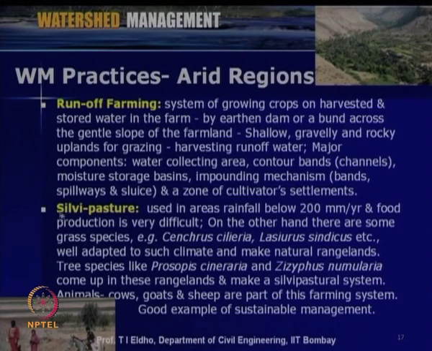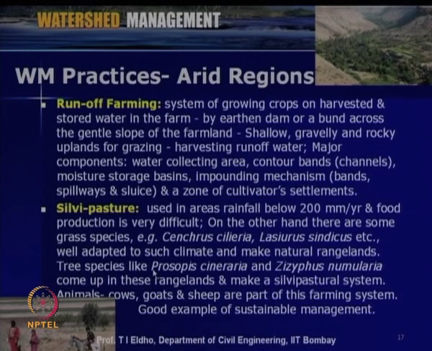Then the areas where the rainfall is, for example, below 200 mm per year, there we can go for a scheme called silvipasture. Here the silvipasture is used in areas with rainfall below 200 mm per year, and food production is very difficult in this region. On the other hand, there are some grass species which grow in this area. For example, Cenchrus ciliaris, like that, these are scientific names of some of the grass species, and these are well adapted to such climates and make natural rangelands.